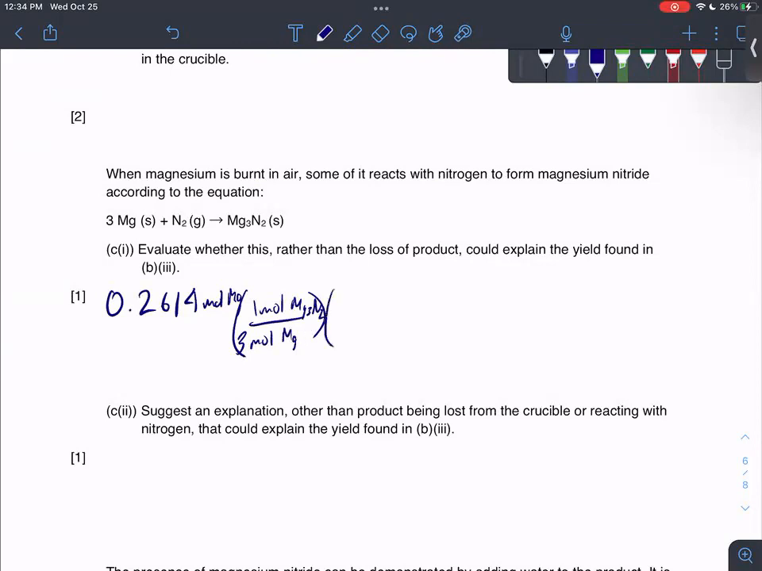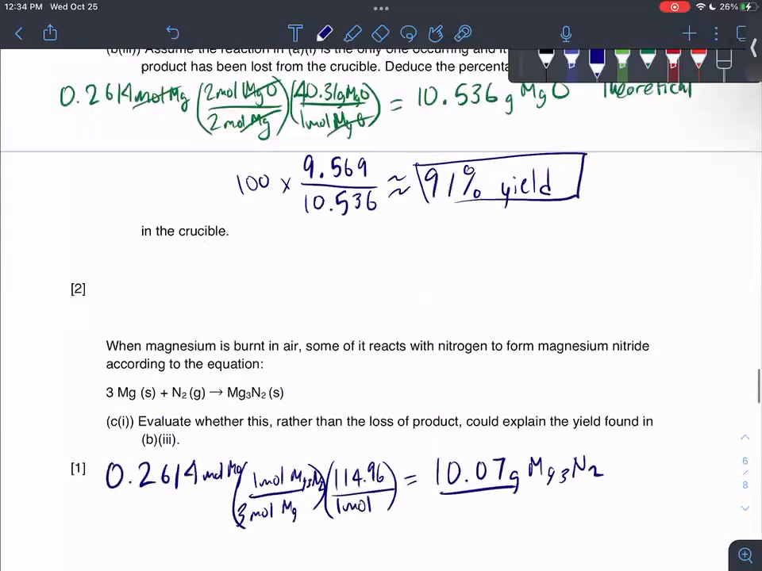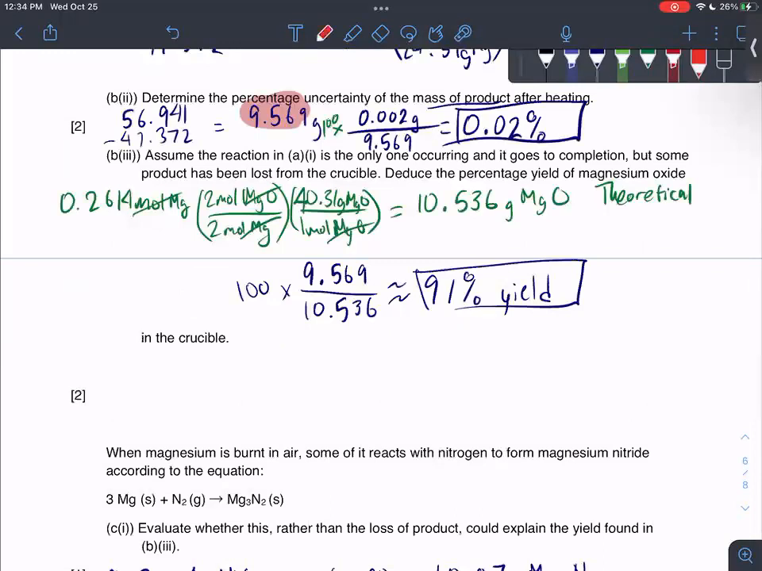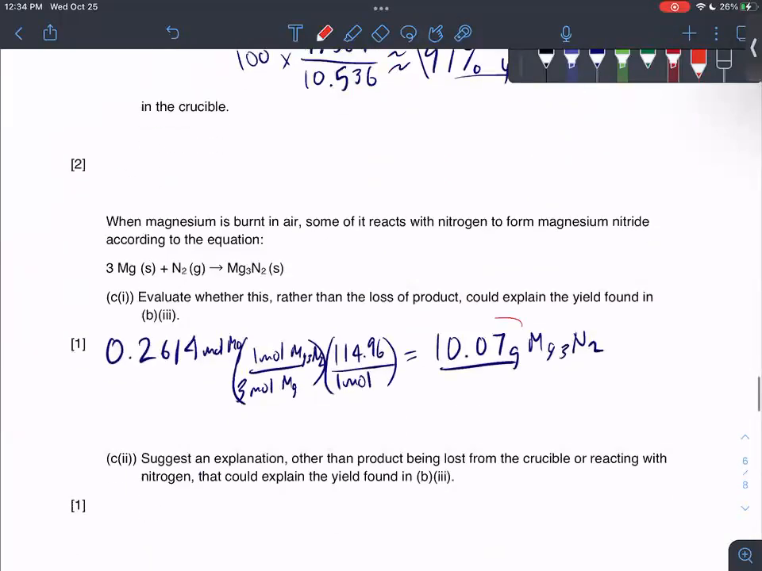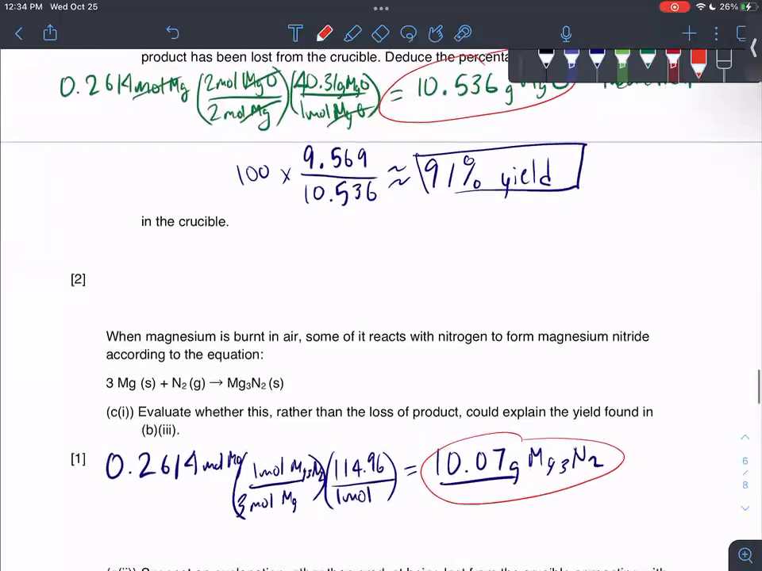Just Mg. Then multiply by the mass of Mg3N2, which is 114.96 grams per 1 mole. And we get an answer of 10.07 grams Mg3N2. This is notably less than if we were to produce MgO. We have 10.536 versus 10.07. So by producing magnesium nitride, we are still producing less. So we wouldn't say this would explain all the loss of the product, because all the loss of the product should be somewhere around 9.56.